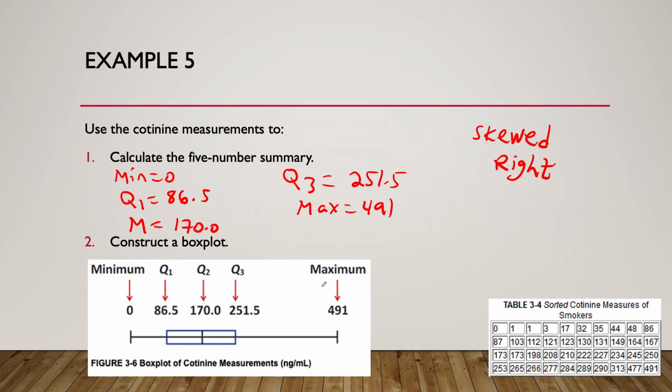And based on the cotinine measures that I have down here, we're going to calculate the 5-number summary. Doing so gives a minimum of 0, Q1 is 86.5, median is 170.0, Q3 is 251.5, and maximum is 491. And we could produce this box plot, which definitely shows a right skewed distribution.